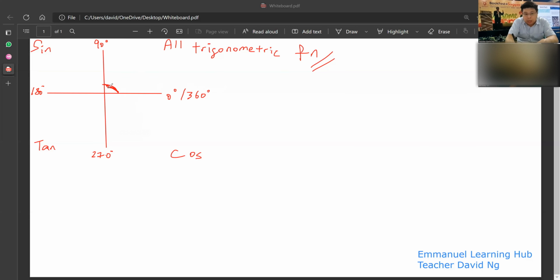So between 0 to 90 degrees, right? Okay, if you take out your calculator and press, right, your calculator, let's say X is between 0 to 90 degrees, right? Okay, if X is between 0 to 90 degrees, right?